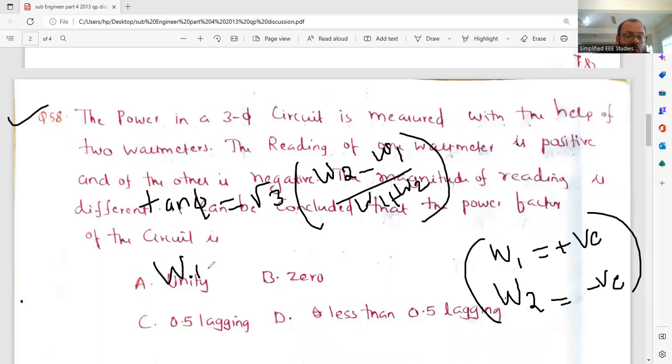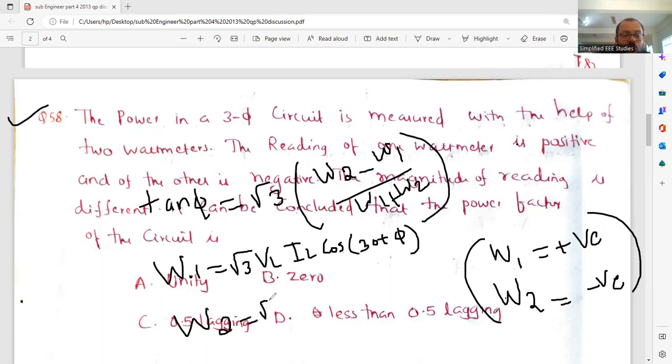Where W1 can be written as root 3 into VL into IL into cos (30 plus phi). Conversely, W2 can be written as root 3 into VL into IL into cos (30 minus phi). This point you have to remember, right? So based on this, you can make a conclusion.